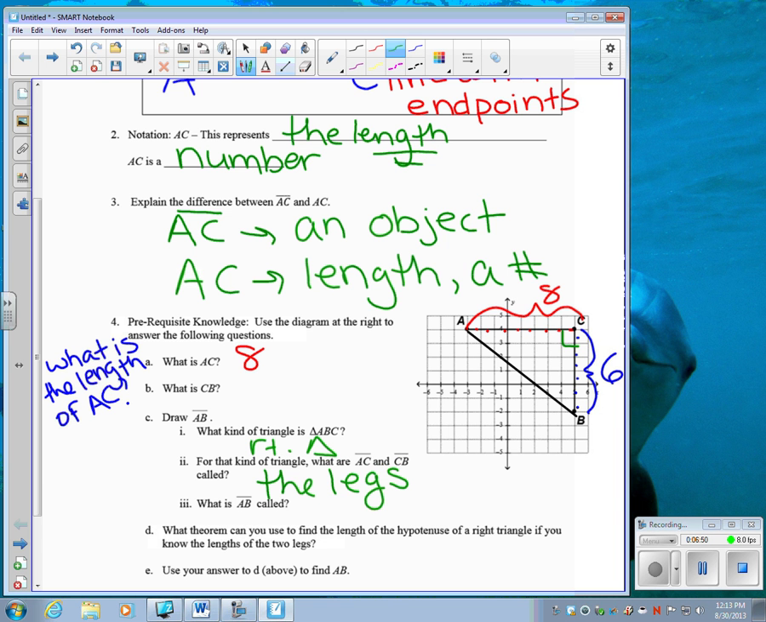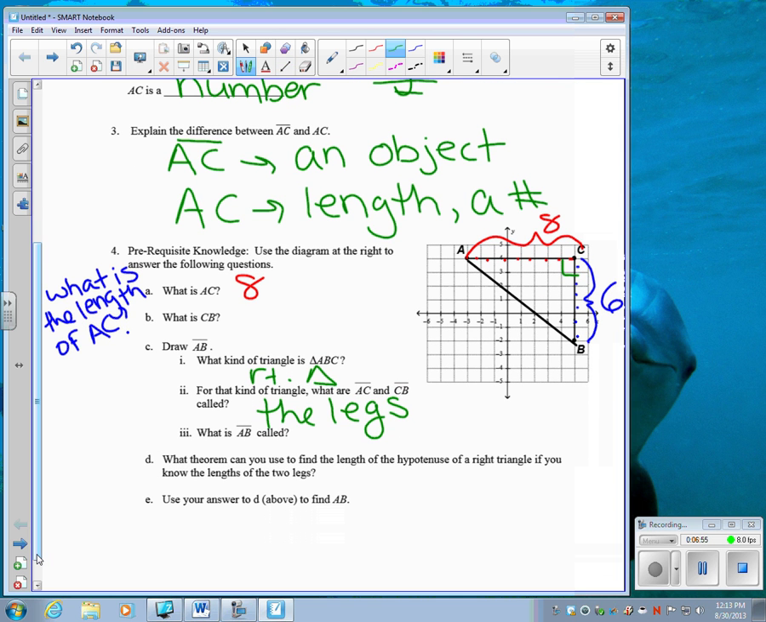Okay, so we got a right triangle. We have our legs. Now, what is that other side called? We're looking at the side that is always directly across from the right angle. That is called your hypotenuse. Hypotenuse. That's how I remember how to spell it. So we have a right triangle, we have a hypotenuse, we have the legs.